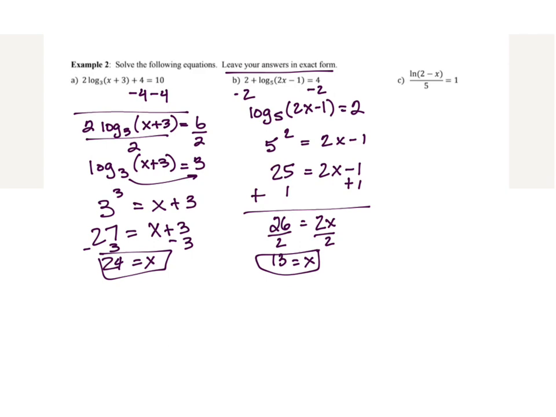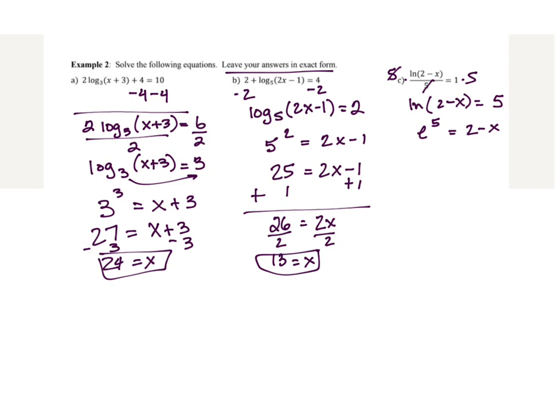Last thing. Last one of these. Letter C. Multiply by 5, he yells with authority, and he's right. Multiply by 5, so we can cancel the 5. E to the 5th. Truett's onto things over here. So we have natural log of 2 minus x equals 5. And he says that e to the 5th would be 2 minus x.